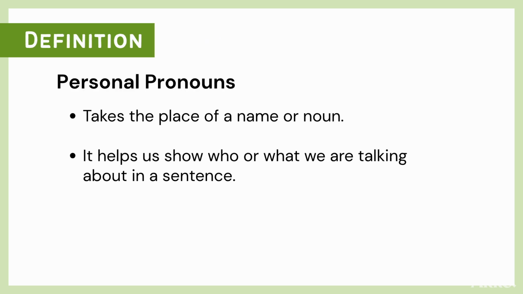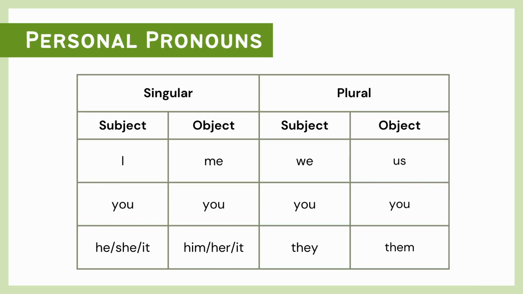Personal pronouns take the place of a name or a noun, and it helps us show who or what we're talking about in the sentence. We learned that we have singular pronouns to talk about one person, animal, place, thing, idea, etc., and plural pronouns for two or more people, animals, places, things, and many more.